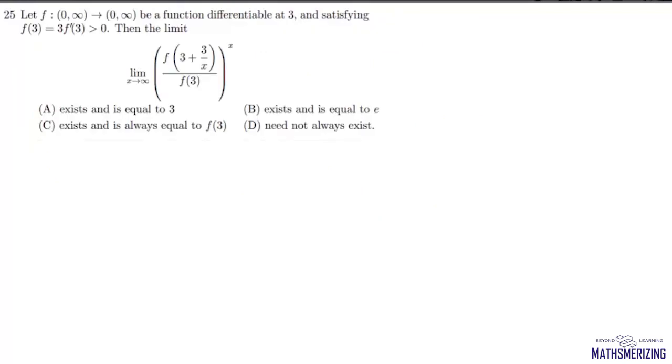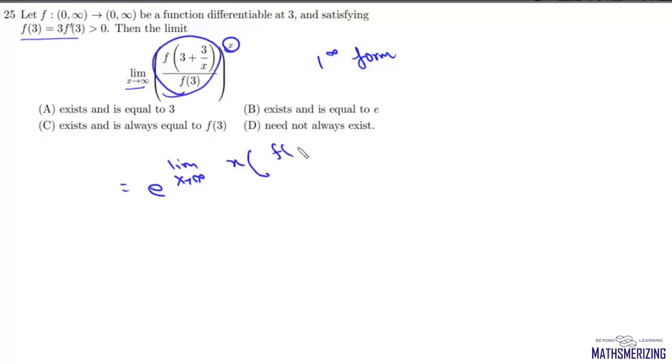Now question number 25 is, we are given this function such that f(3) equals 3 times f dash 3, and it is a positive number. Then this limit, x tends to infinity, (f(3 plus 3 upon x) upon f(3)) to the power x, is. Now if we look at this, it is a 1 to the power infinity form. And for the 1 to the power infinity form, we have this shortcut that we can express it as e to the power limit x tends to infinity, g(x) into (f(x) minus 1). So it will be f(3 plus 3 upon x) upon f(3) minus 1.